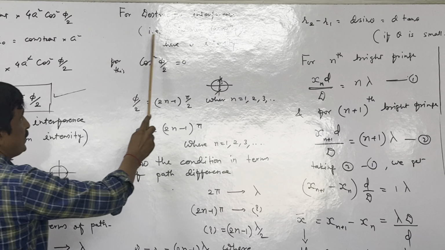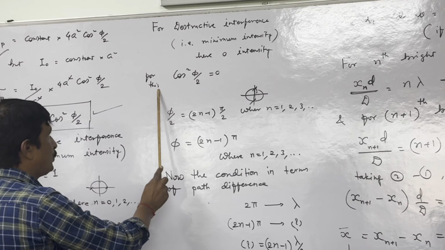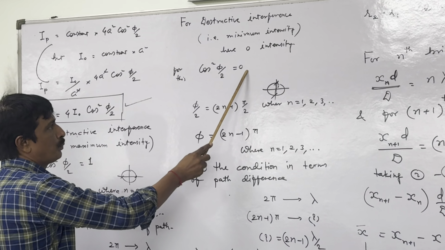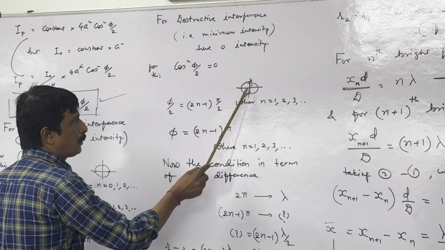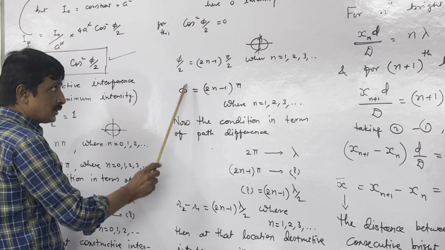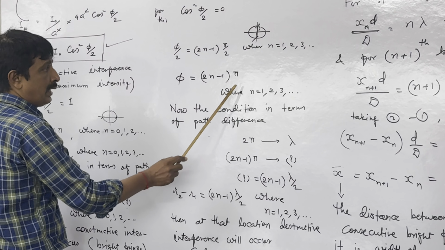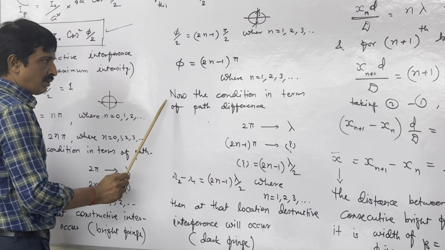For destructive interference, that is minimum intensity, here 0 intensity, because they have the same amplitude, cos square phi by 2 must be 0. So phi by 2 must be an odd multiple of pi by 2, that is (2n minus 1) into pi by 2, where n equals 1, 2, 3. So the phase difference phi is (2n minus 1) into pi, where n equals 1, 2, 3. At that location, destructive interference will occur.